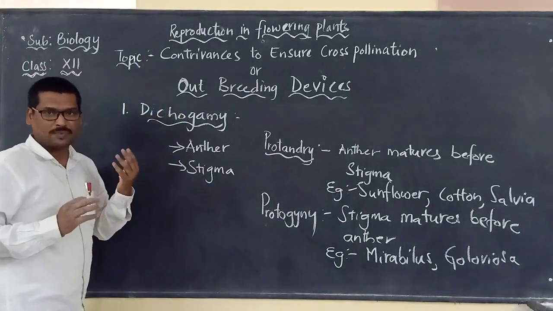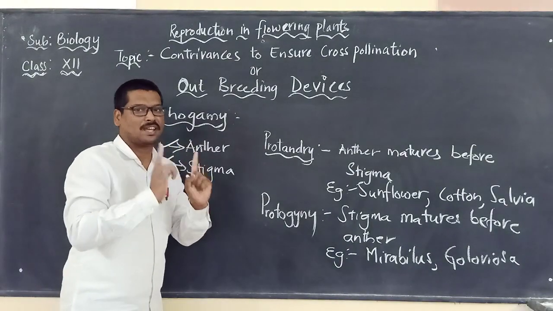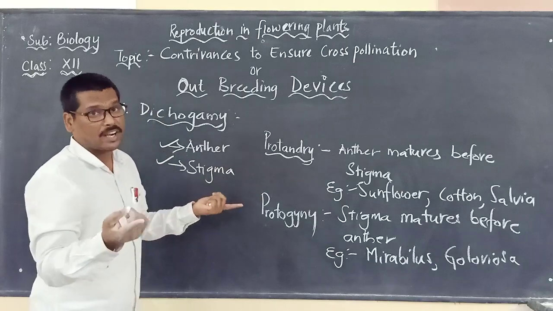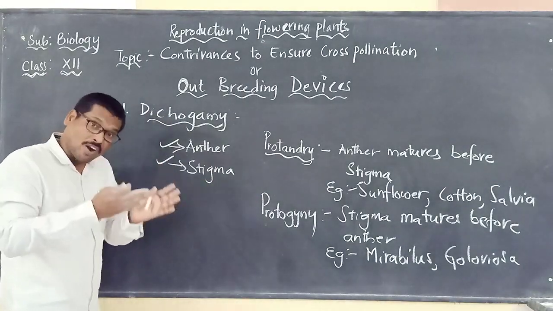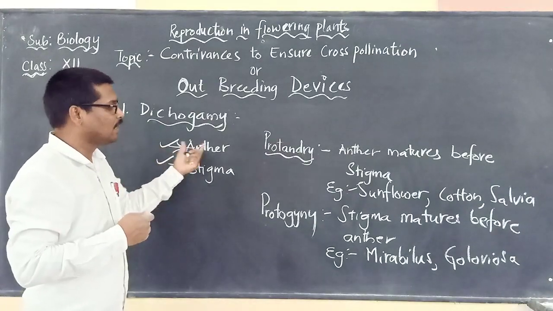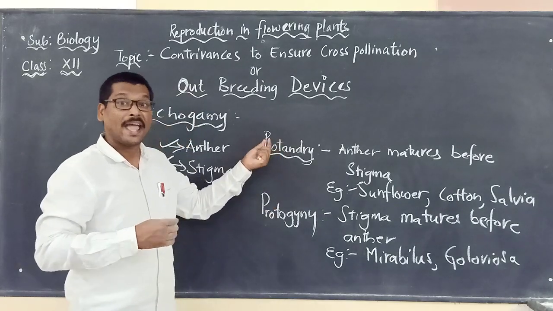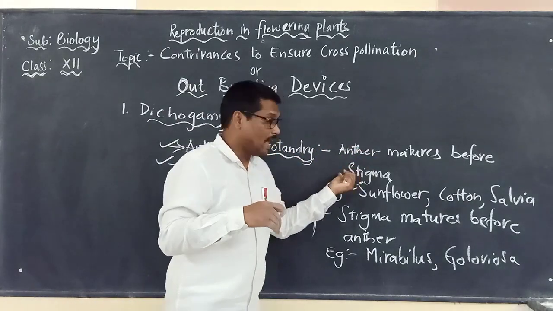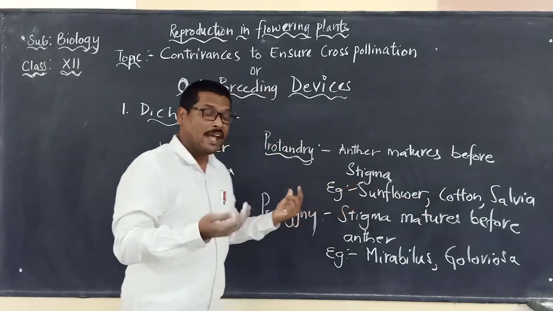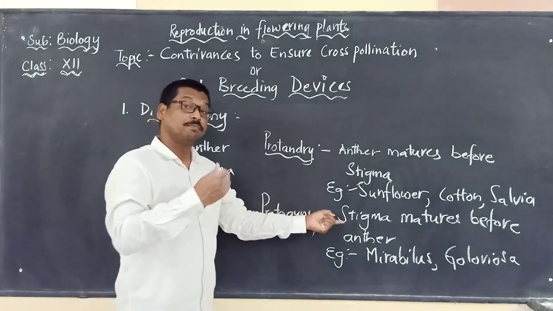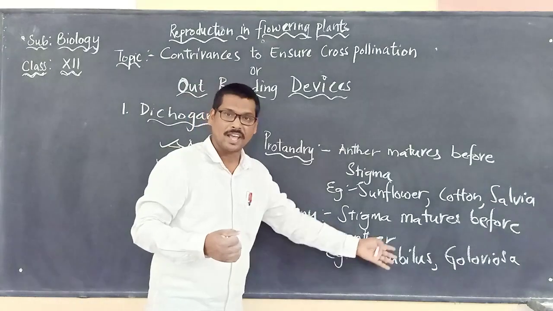So in dichogamy, the key point to remember is that the anther and stigma do not mature at the same time. If they mature at the same time, then there are compulsorily chances for self-pollination. So in order to avoid self-pollination, there are two conditions we call protandry and protogeny. Protandry means the anther matures before the stigma, and some examples are sunflower, cotton and salvia. Then protogeny: the stigma matures before the anther. Some examples are mirabilis and gloriosa.